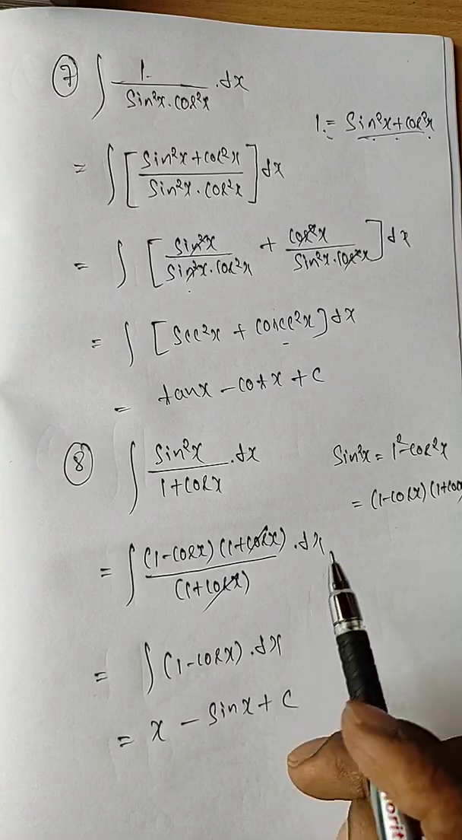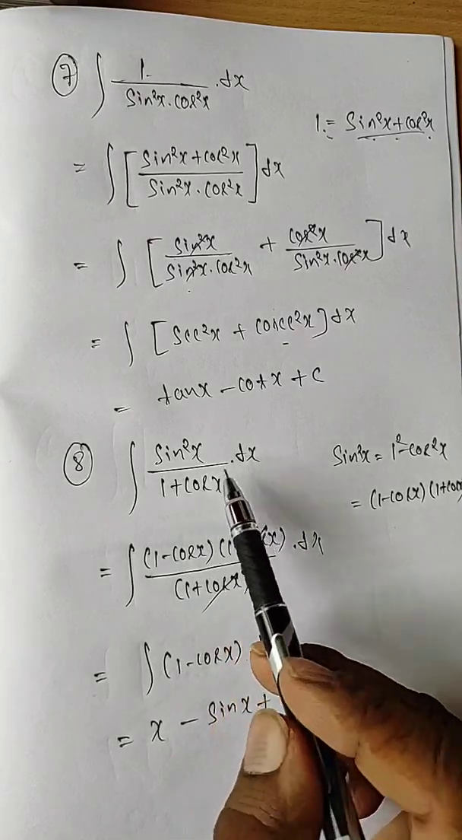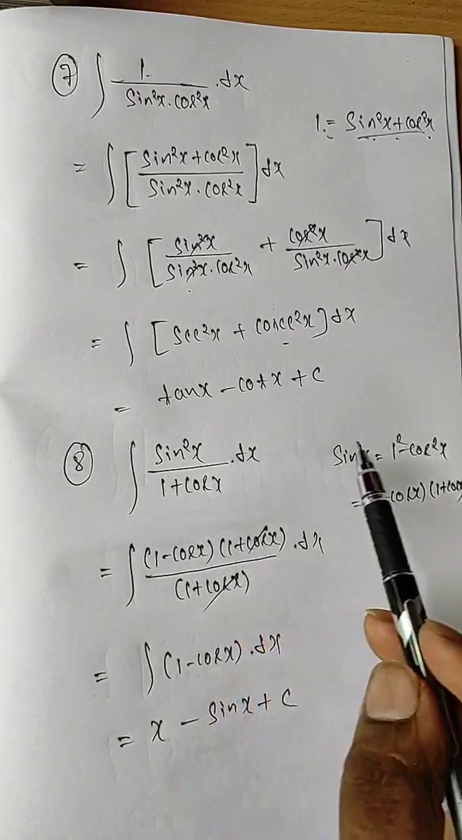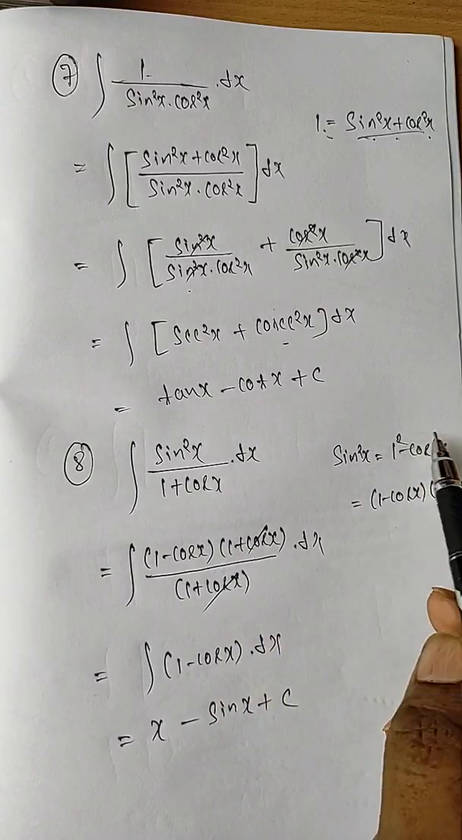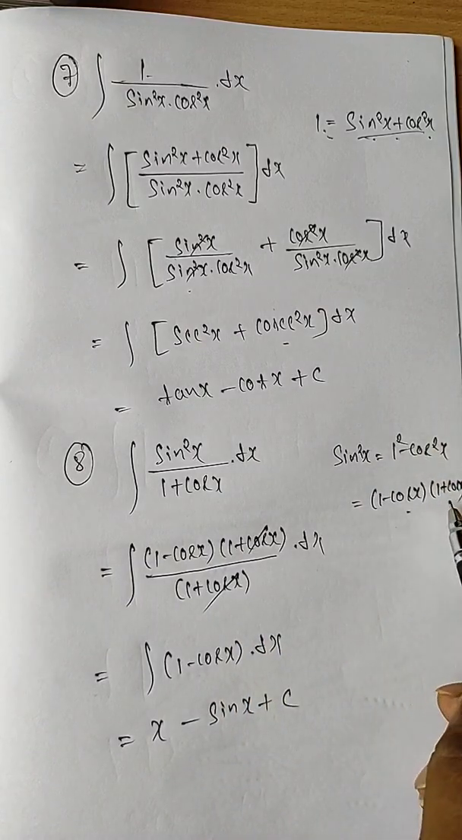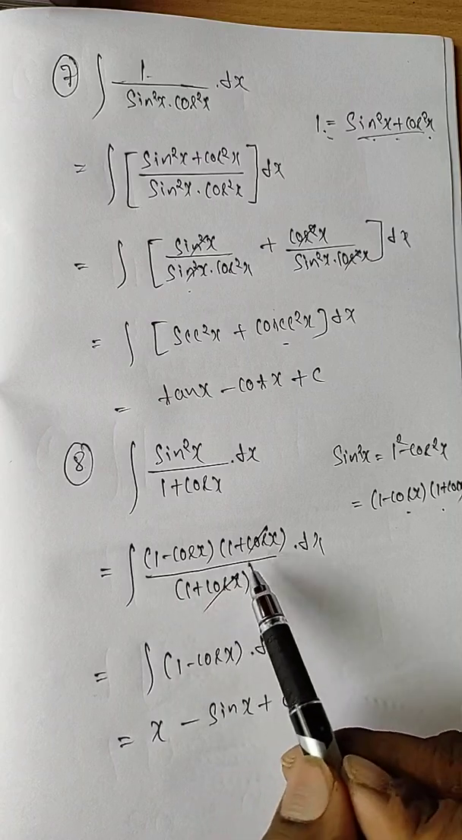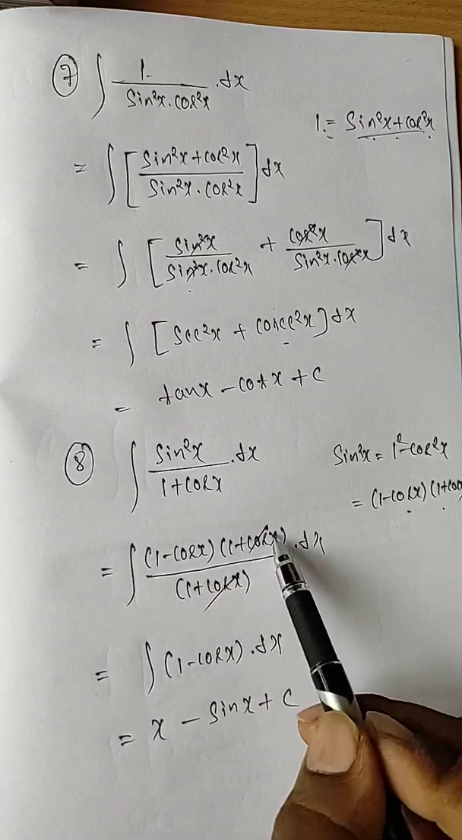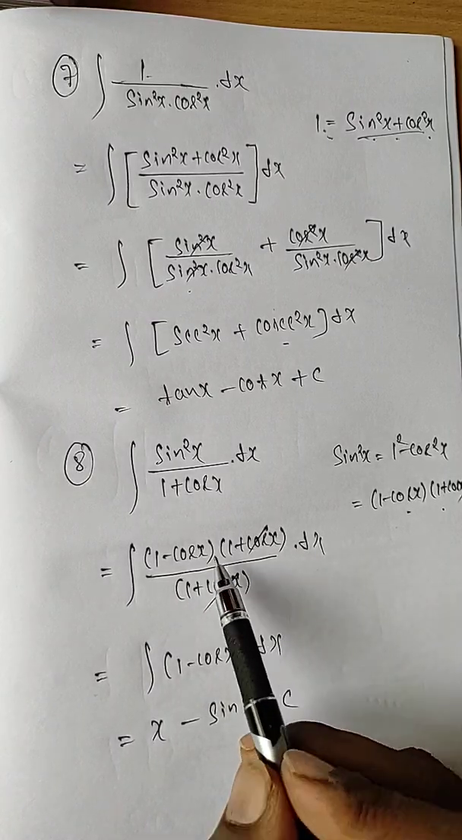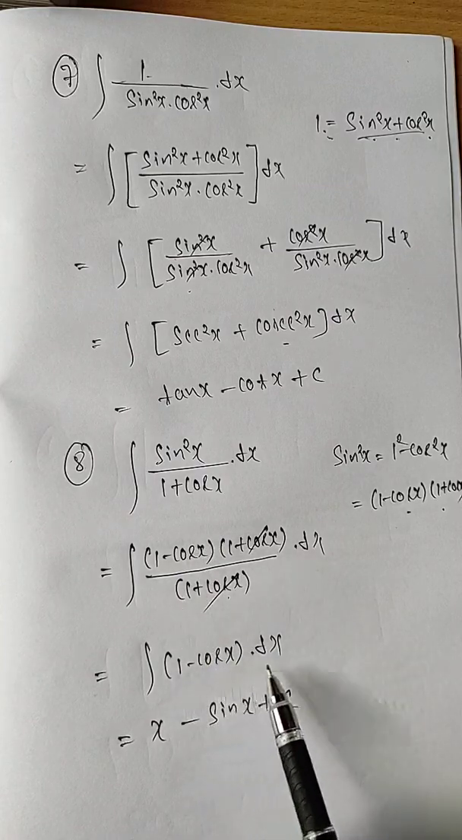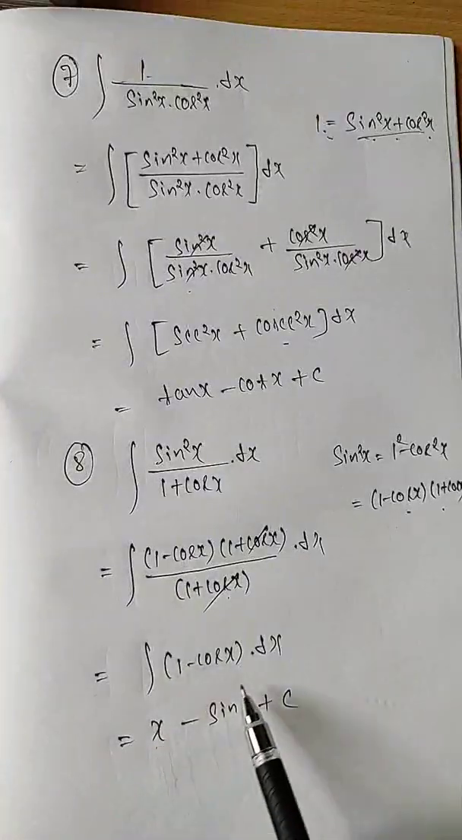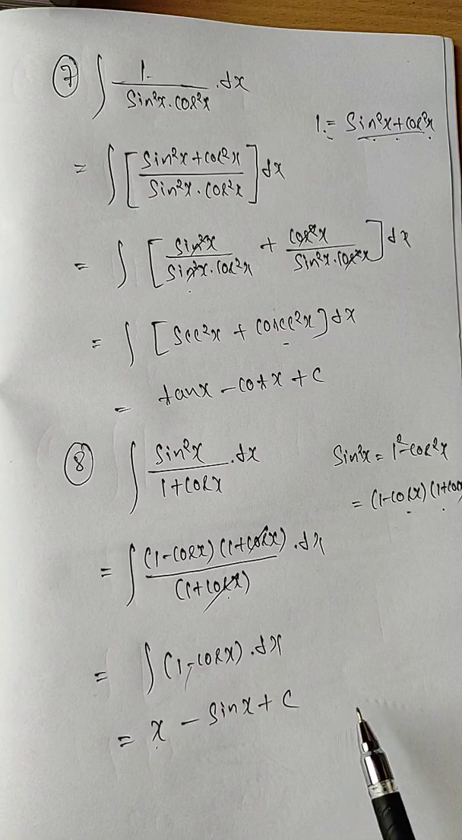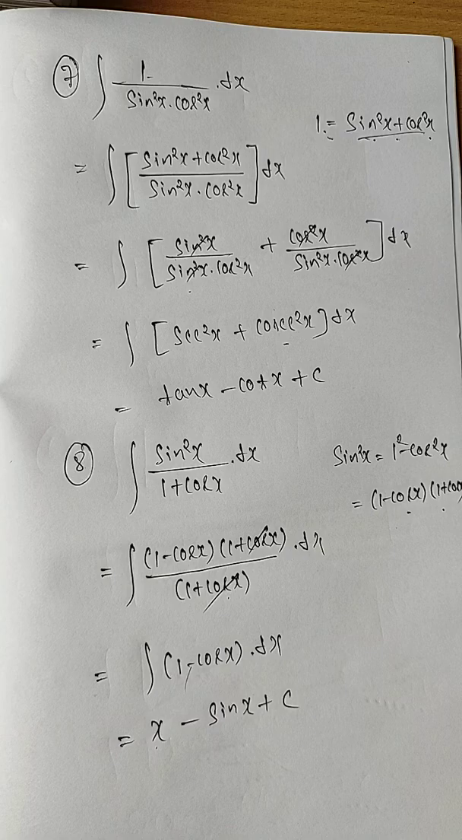Is it clear? So once again I am repeating, integration of sin square x into dx by 1 plus cos x. The sin square x is written as 1 minus cos square x. It is in the form of a square minus b square, 1 minus cos x into 1 plus cos x. 1 plus cos x cancels, so we are left with the integration of 1 minus cos x. The integration of 1 is x, the integration of cos x is sin x plus c. Is it okay? So take a screenshot of this problem and copy it to your notes.